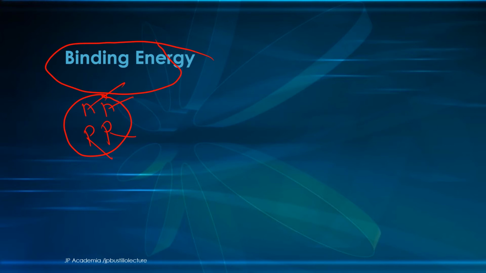Now let's go to the formal definition of binding energy. This binding energy is the energy you would need to split the nucleus into individual protons and neutrons. So if you have a nucleus with some neutrons and protons here, and you want to separate it into its individual components, then you need this energy, the binding energy.